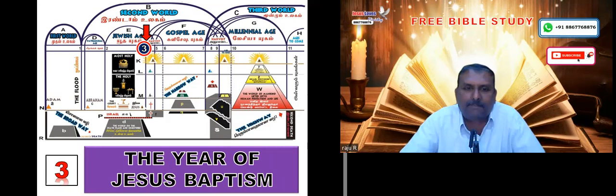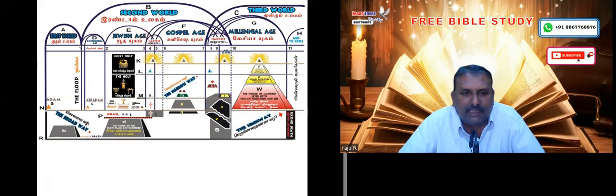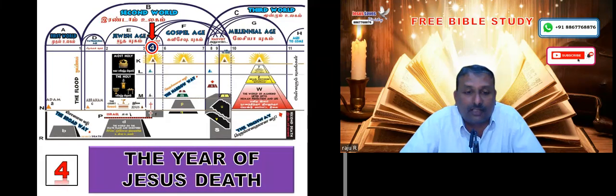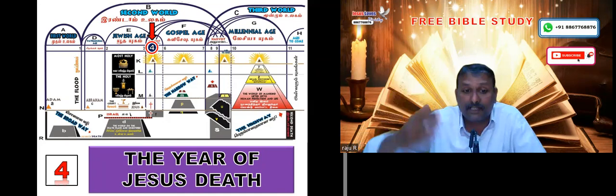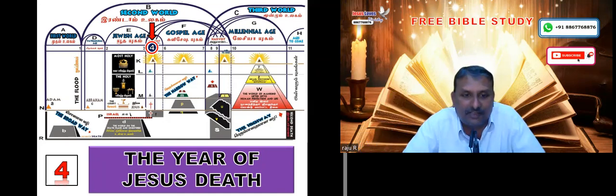So Jesus took baptism. So that is what number three represents here. And there is also number four on the chart. So what does that represent? If you see, that represents a further 3.5 years where Jesus died on the cross. Therefore, you can see in the chart, you can see my arrow is moving here. See, Jesus died on the cross here.